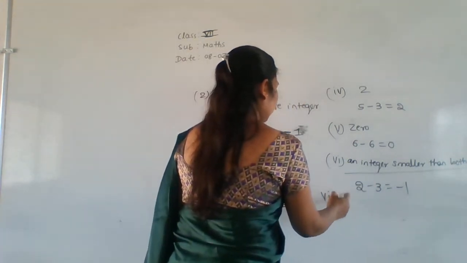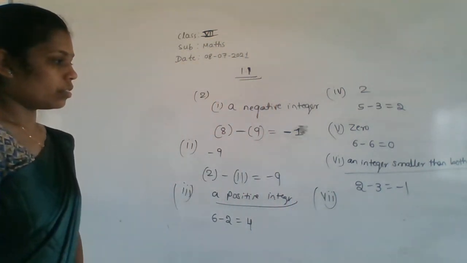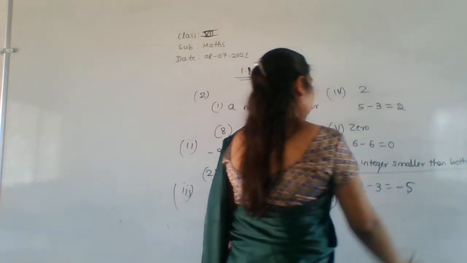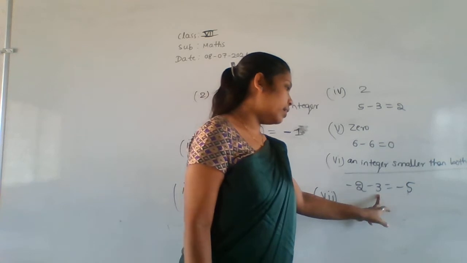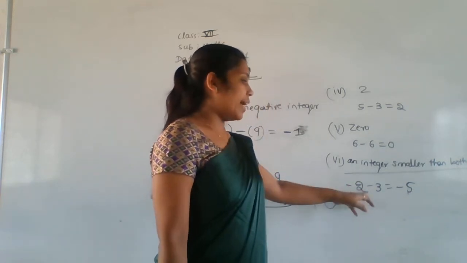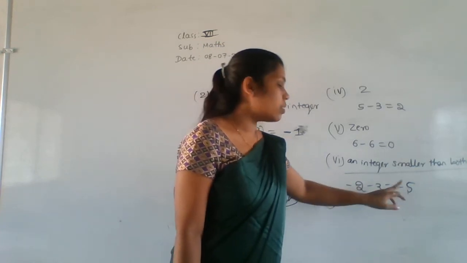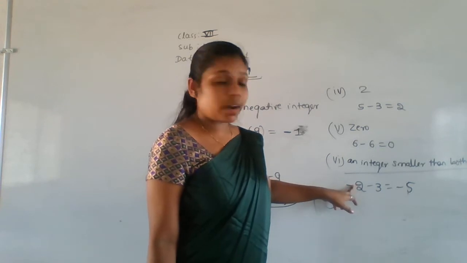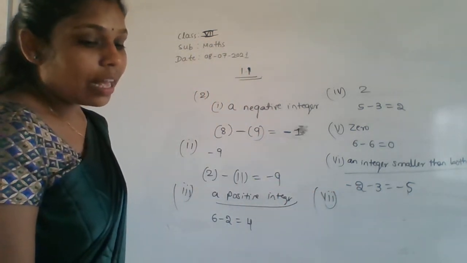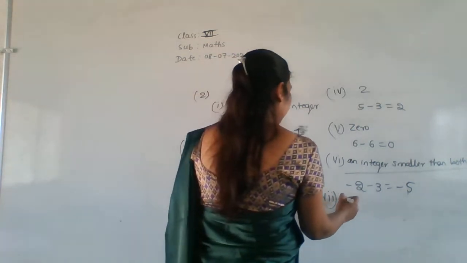Next, the seventh one. Sorry, wait here. Minus 2, this will be minus 5. Because minus 5 is smaller than minus 3 and minus 5 is smaller than minus 2. Okay, both I am taking as negative and you will get minus 5 as the answer, and here minus 5 is smaller than minus 3 as well as smaller than minus 2. Okay. So next, the seventh one is an integer greater than only any one of the integers.